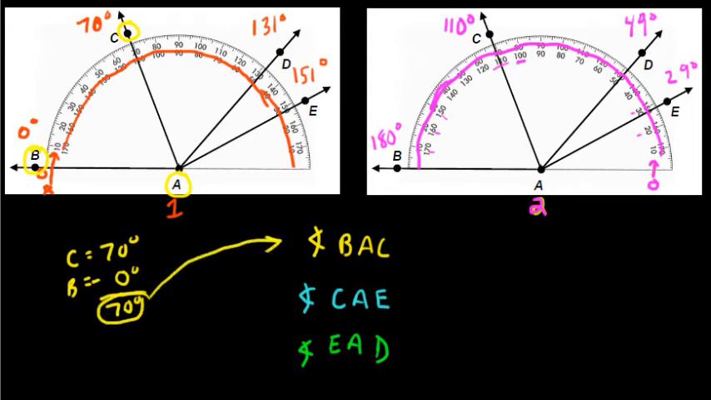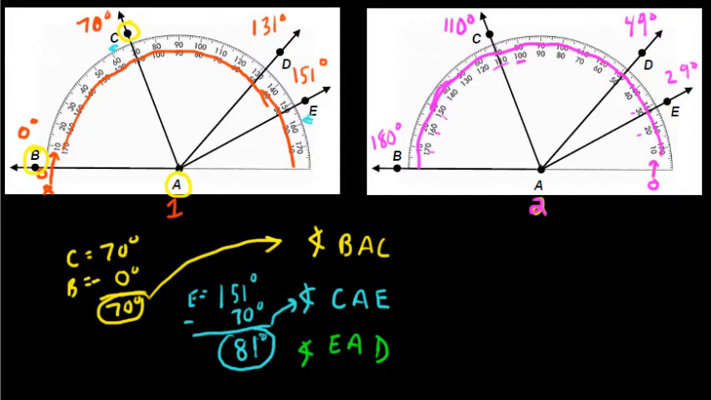Alright, let's see angle CAE. Okay, so E is equal to 151 degrees, and C, which is right here, here's E, is equal to 70 degrees. So I subtract, get 1, and then 15 take away 7 is 8, so it's 81 degrees. Alright, so that's angle CAE.